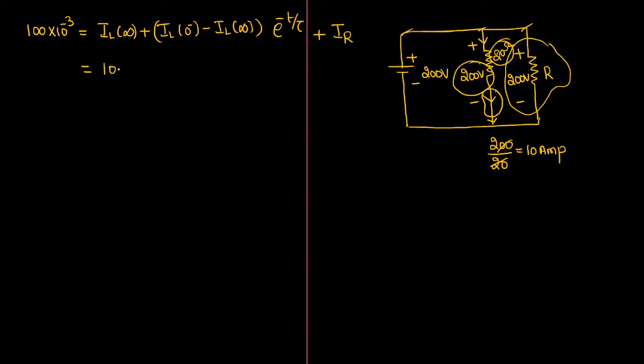So this is 10 plus (IL of 0 minus, that is 0, minus 10) into e power minus t by tau. How will you find the value of tau? Tau is equal to L by R for the RL circuit. Yes or no? What is the value of L? 1 Henry divided by R, which is 20. So tau value is 1 by 20. We found the value of tau also. We can substitute here later, not now. Plus IR. IR is the fixed current flow through the resistor.